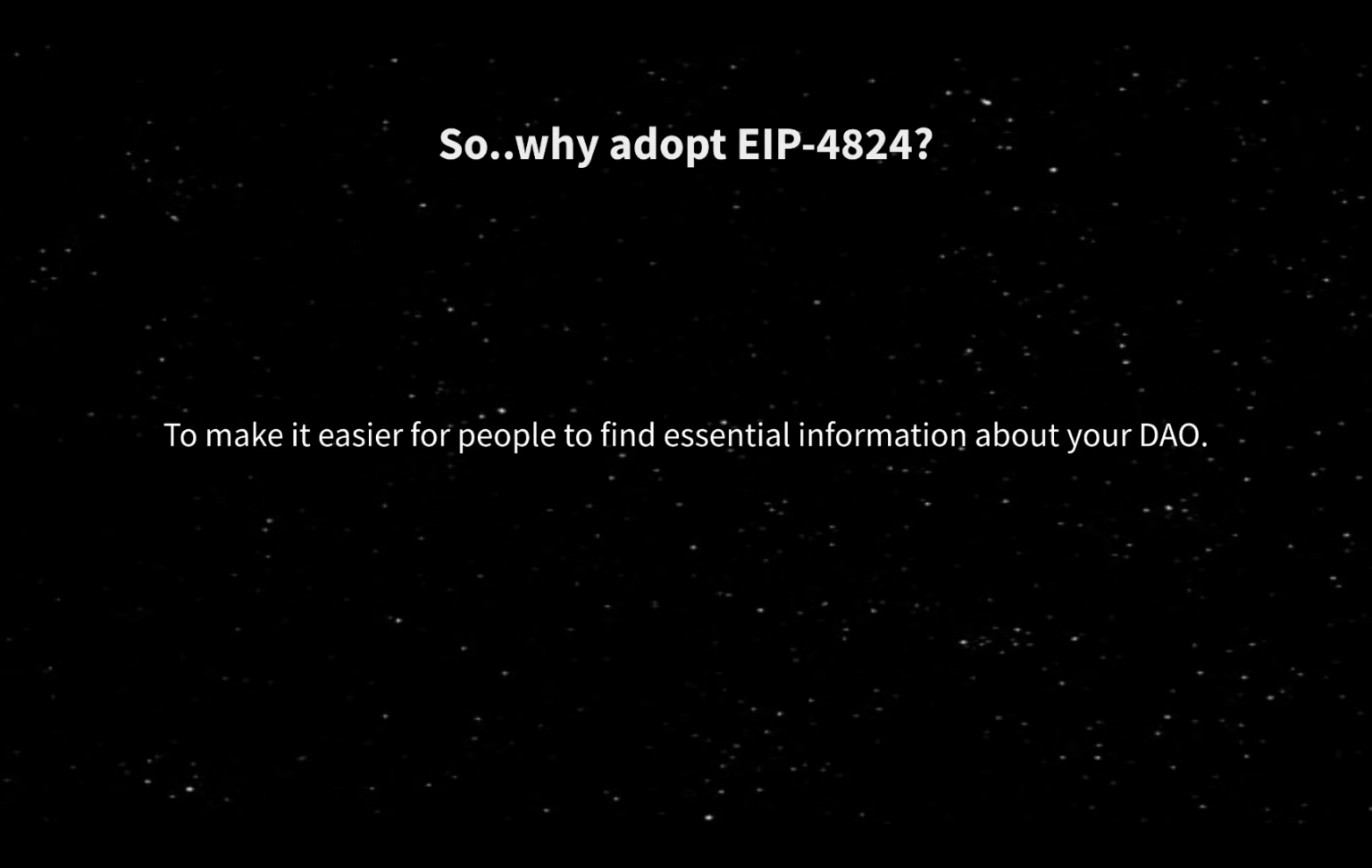So to summarize, adopting EIP 4824 makes it really easy for people to find essential information about your DAO. You do not have to publish this information multiple times. You only need to publish this information at a single source. And suddenly, irrespective of how your DAO is structured, on which blockchain it lives, or how many parameters it controls, everybody has easy access to information about your DAO.